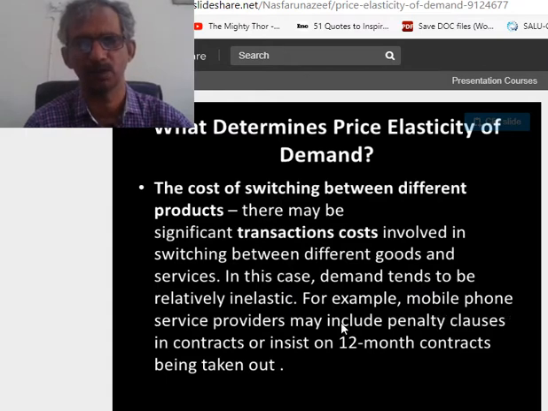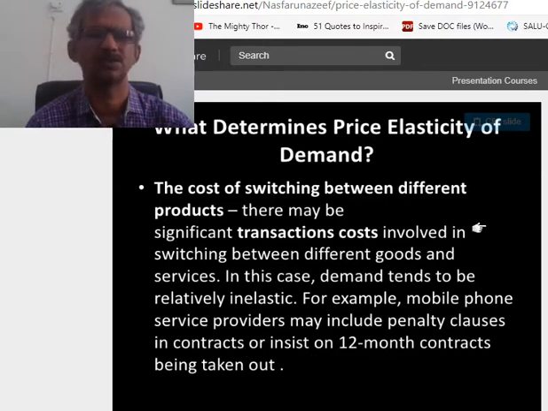For example, mobile phone service providers may include penalty clauses in contracts or insist on 12-month contracts being taken out. In some cases, some mobile or cellular networks have contracts that people use their SIMs under. If they breach, they have to pay. So usually people avoid breaching the contracts because of the penalties.